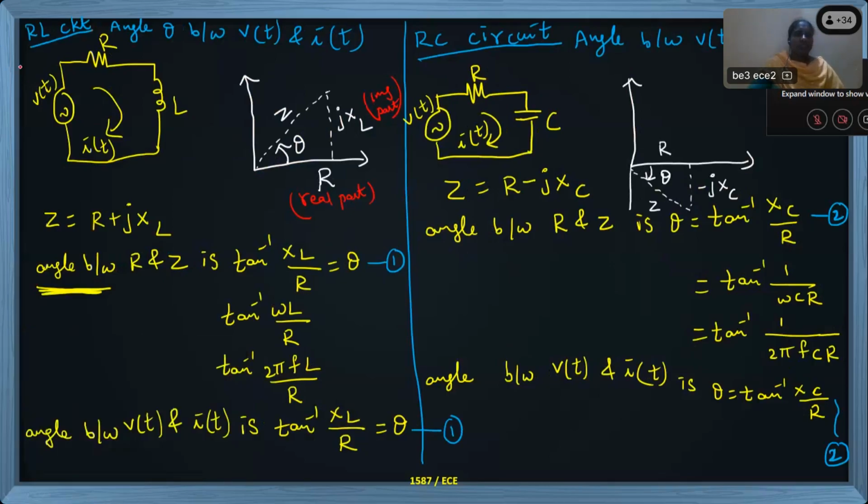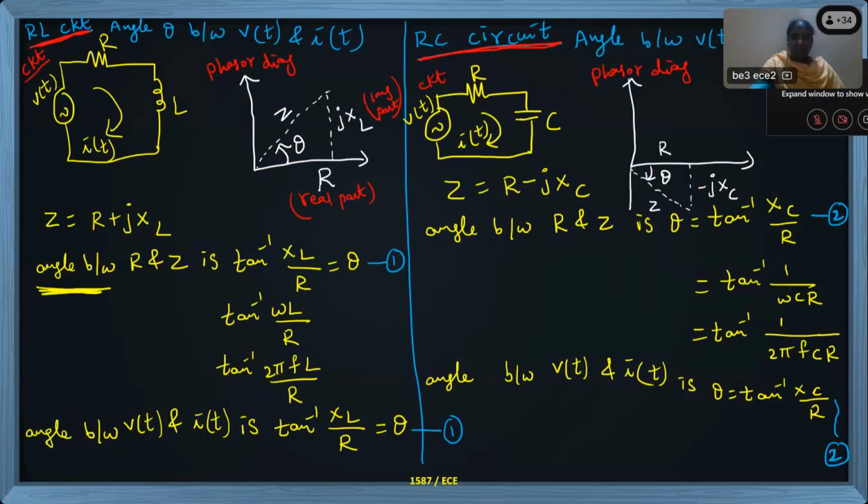This is the circuit diagram, and this is the phasor diagram for the RL circuit. Now on the right side it is the RC circuit. This is the basic circuit diagram, and this is the phasor diagram. The topic is third unit, phasor diagrams.